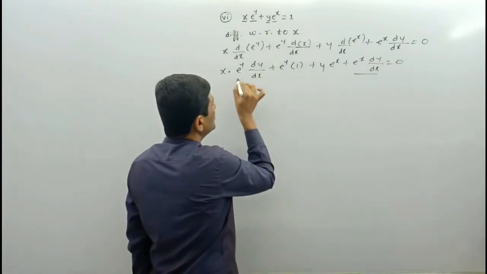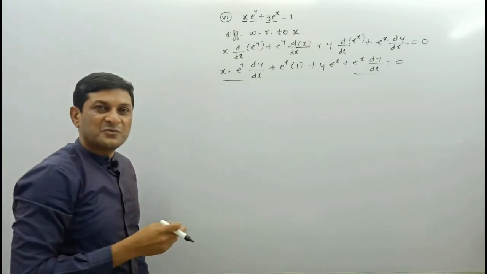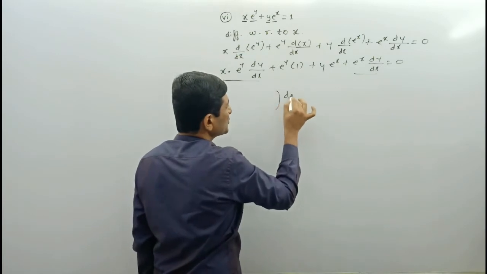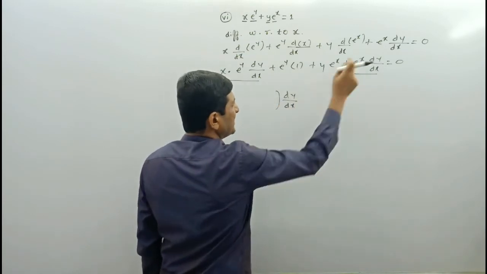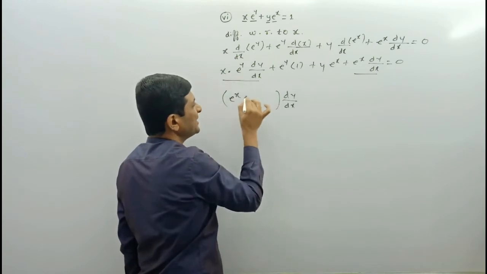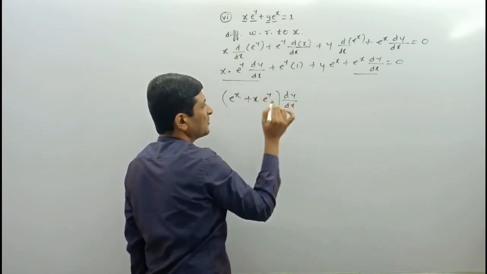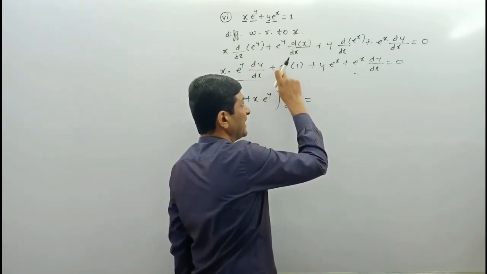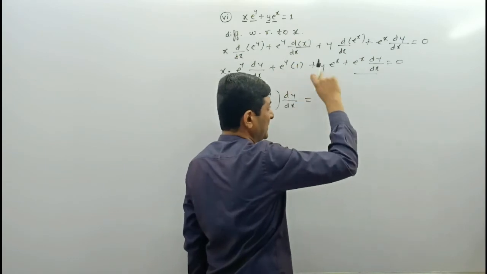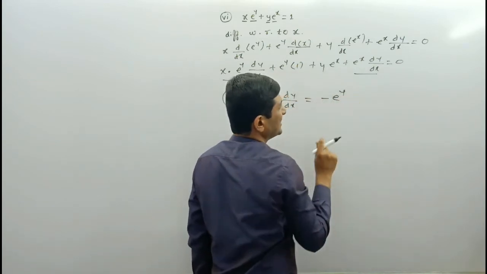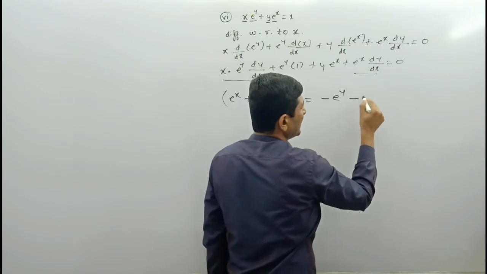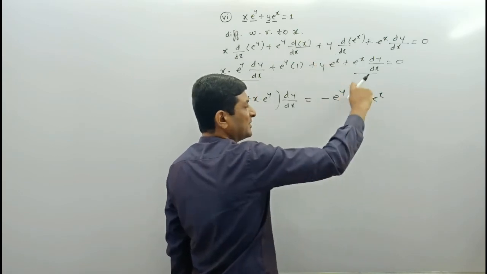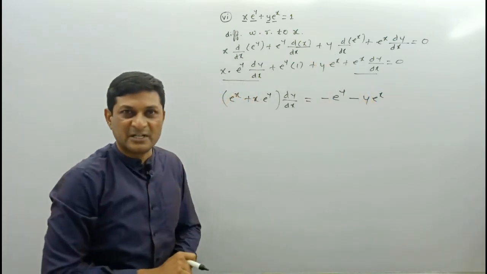Here we can observe that two terms of dy by dx are there. So we are taking dy by dx common from these two terms. If we are taking dy by dx common, see what we are getting. Here remaining term is e raised to power x, and here remaining term is x into e raised to power y. Collect remaining terms on this side. So this plus e raised to power y into 1 is e raised to power y, and plus e raised to power y on this side will become minus e raised to power y, and this plus term again on this side will become minus, means y into e raised to power x on this side will become minus y into e raised to power x.